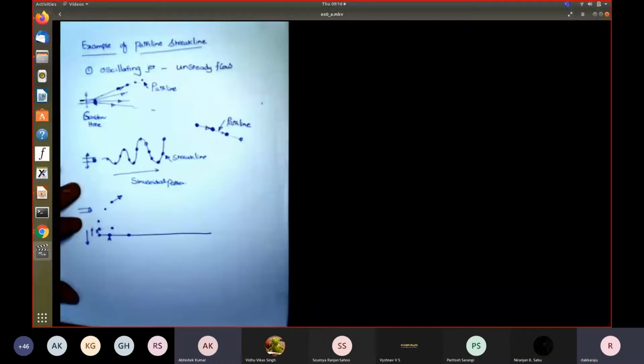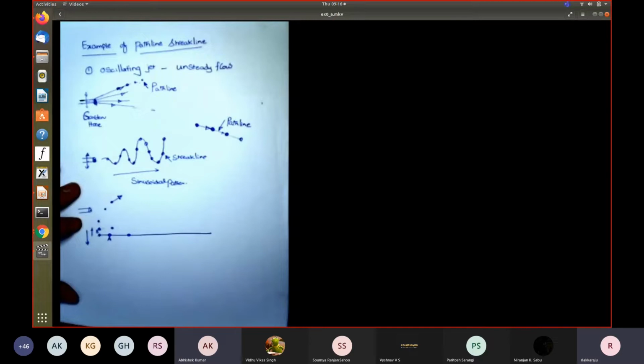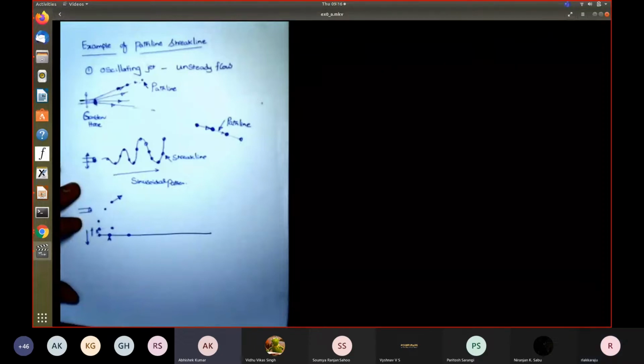So if I'm asking, a garden hose is going up and down, I would like to really sense the path line and streak line of these particles. How to derive that, deduce that? Can you think about it? What exactly I'm supposed to do? Any lead?